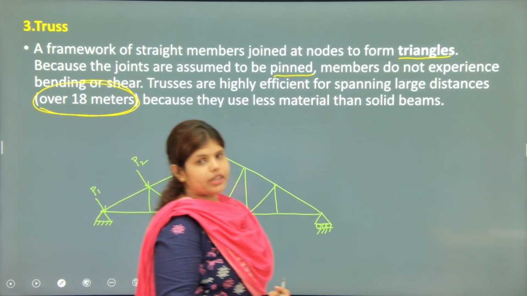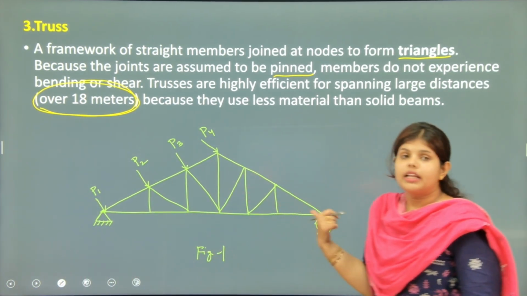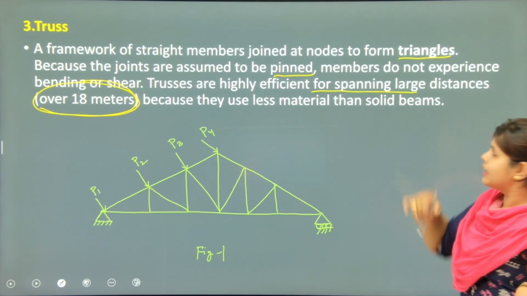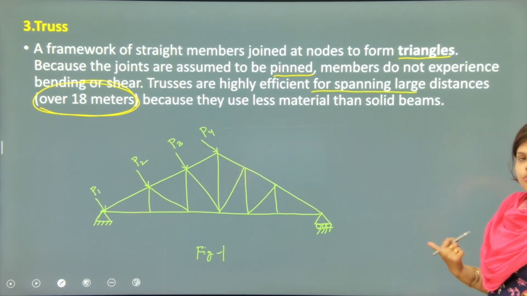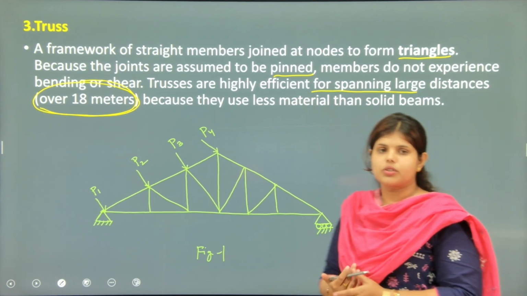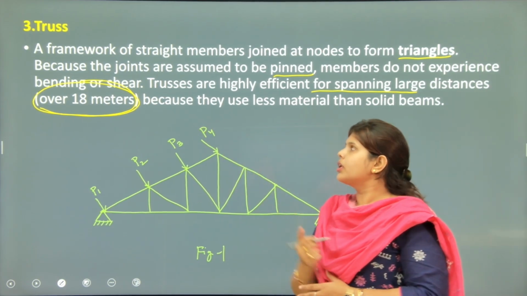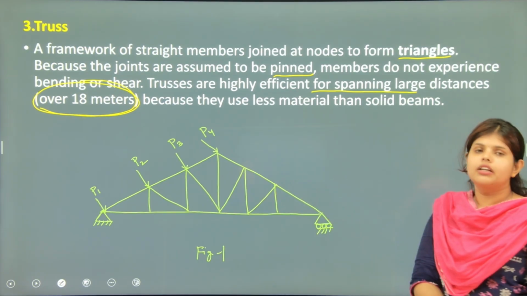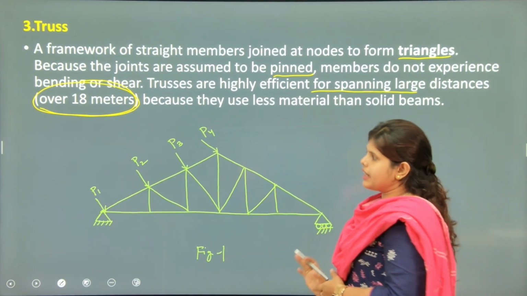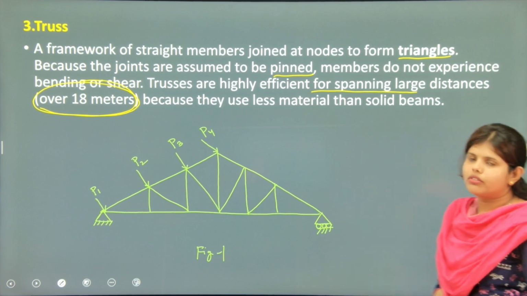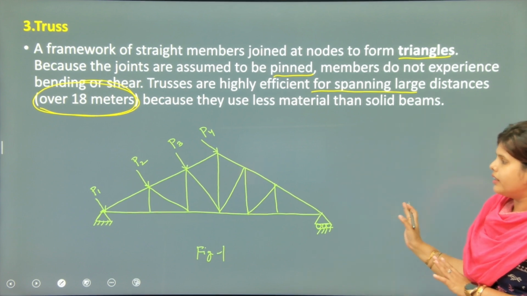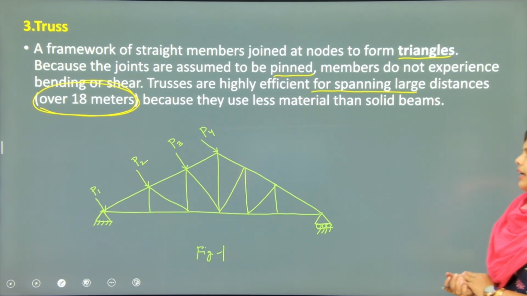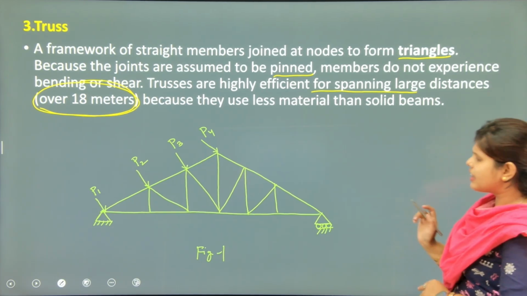So we make sure the truss is formed so that it is efficient for spanning large distances. If we have a bigger structure, we will prefer what? A truss. So this is the diagram for a truss. But in case of a truss, we will not need what? Your equations of equilibrium, because it has a different formula.